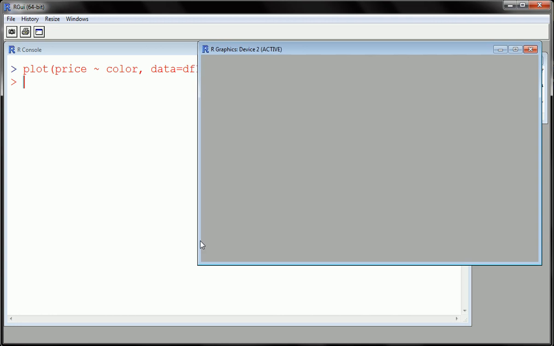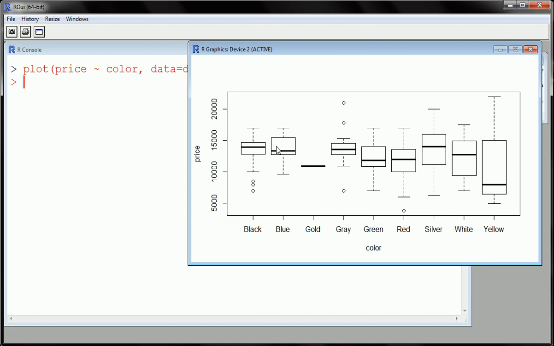I go over here and I get this really cool looking side-by-side box plot. Now I can start looking at these colors. Gold, I wouldn't look into this too much because there was only one gold car. Some of these actually have very few observations. We're just learning how to use this tool, the side-by-side box plot, but you would probably consider getting rid of those and so on.